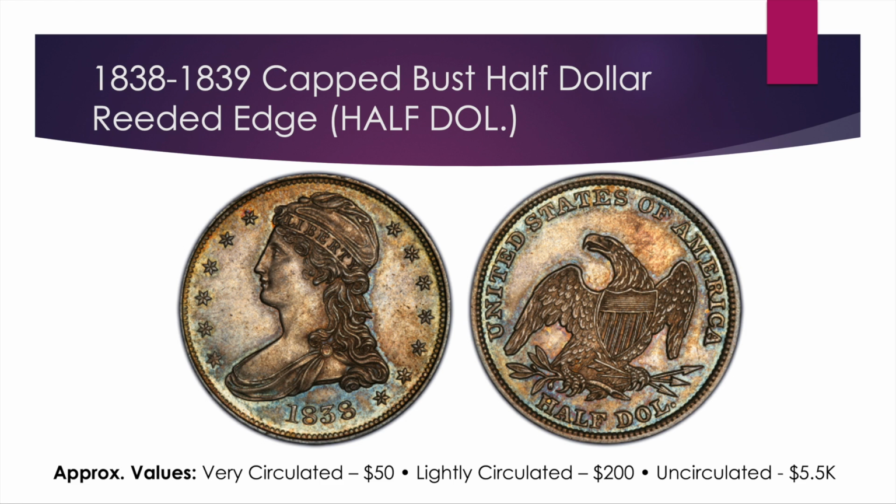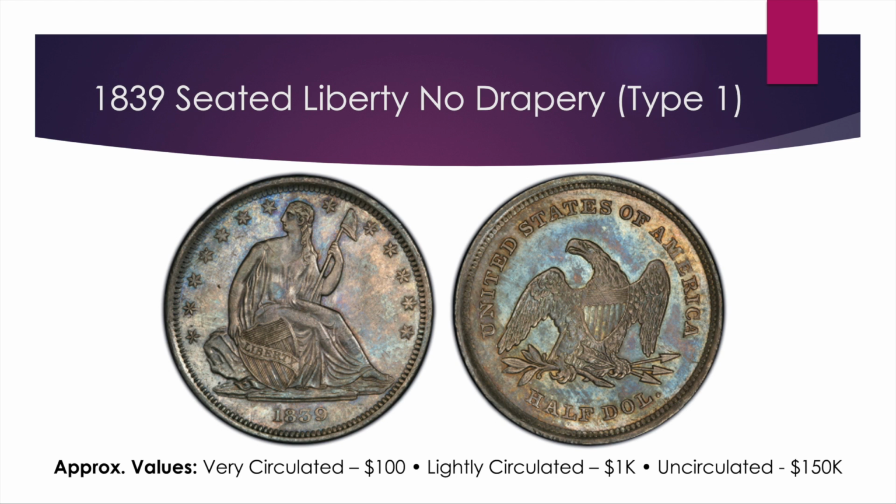Previously, it had just been at Philadelphia. And when there was a mint mark, it was displayed above the date on the obverse right here. So that's pretty neat, in my opinion. Values on these are $50 for really circulated, $200 for lightly circulated, and $5.5 for uncirculated, so much less prohibitive than the previous design. That brings us to a wide variety of seated Liberty coins.